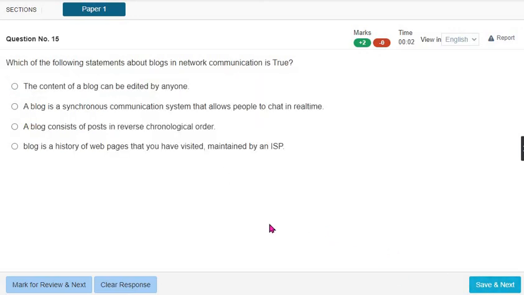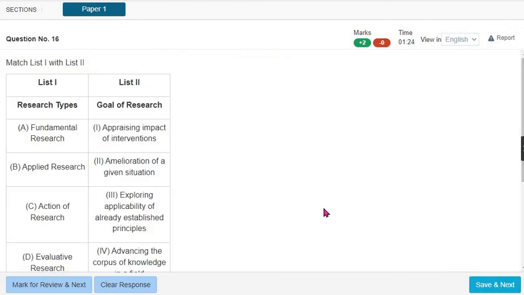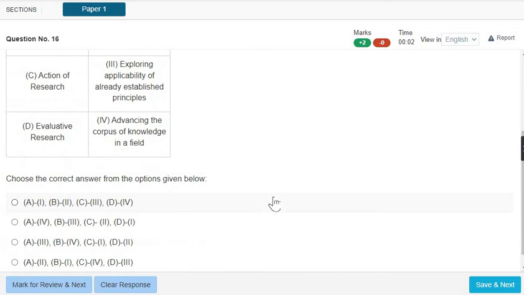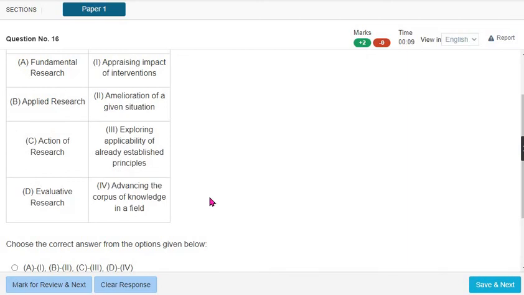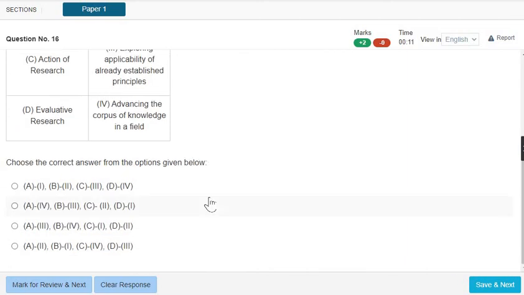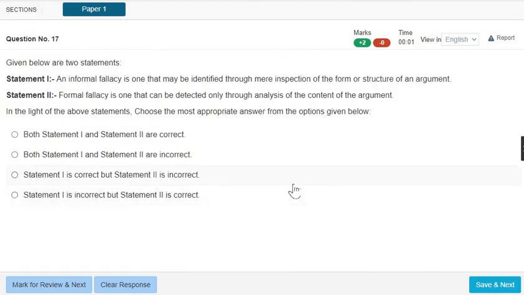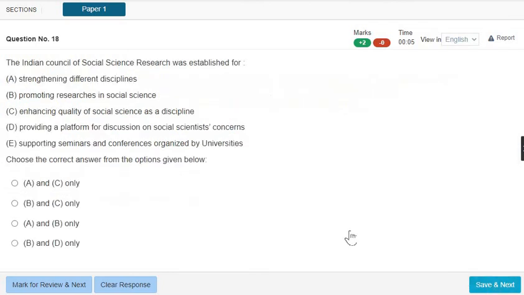Which of the following statements about blocks in network communication is true? Blocks consist of first to reverse chronological order. So fundamental research, applied research, action research, evaluative research. So both the statements are correct.